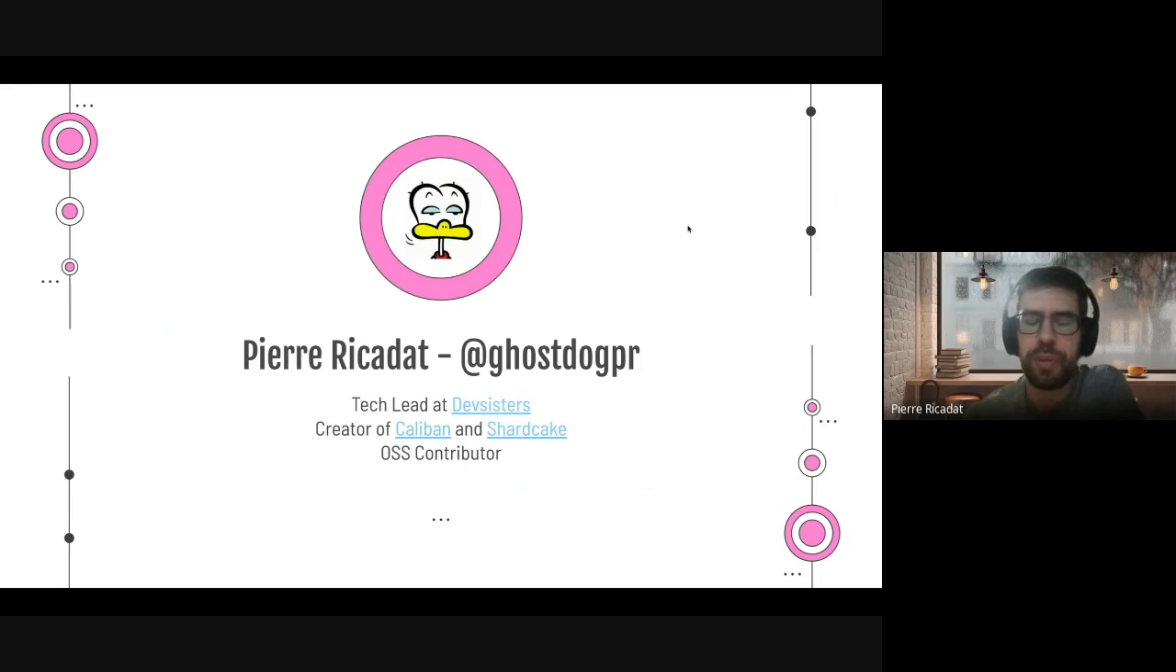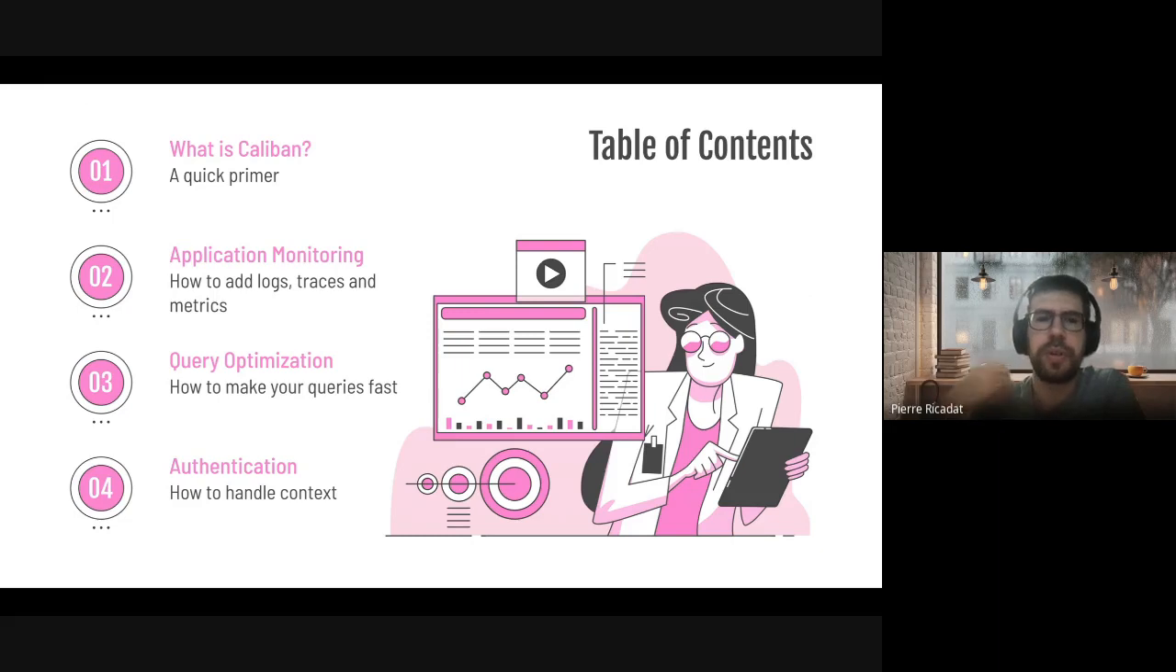I contributed to various open source projects in Scala, mostly in the Zio ecosystem. And I created the two libraries that were mentioned, Caliban for GraphQL and Shardcake for cluster sharding. So today we're going to talk about Caliban. I've done a few introduction talks about Caliban in the past. So today I decided that I was going to dig into more advanced topics, so that if you are using Caliban in production, you might be interested to know about them, because you're quickly going to run into these problems.